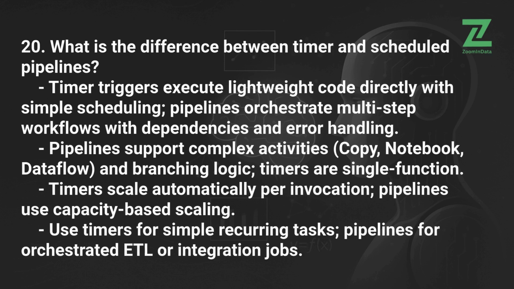20. What is the difference between timer and scheduled pipelines? Timer triggers execute lightweight code directly with simple scheduling. Pipelines orchestrate multi-step workflows with dependencies and error handling. Pipelines support complex activities, copy, notebook, data flow, and branching logic. Timers are single function. Timers scale automatically per invocation. Pipelines use capacity-based scaling. Use timers for simple recurring tasks. Pipelines for orchestrated ETL or integration jobs.